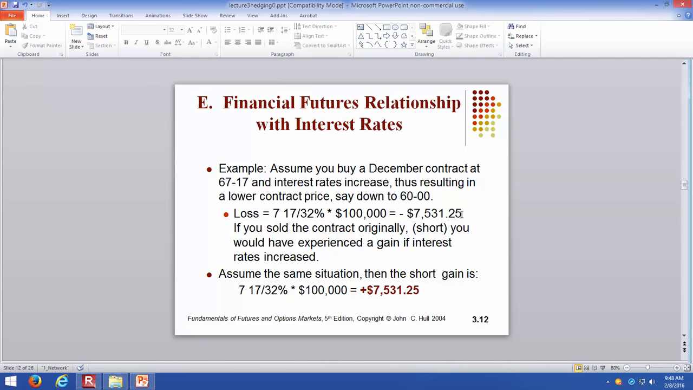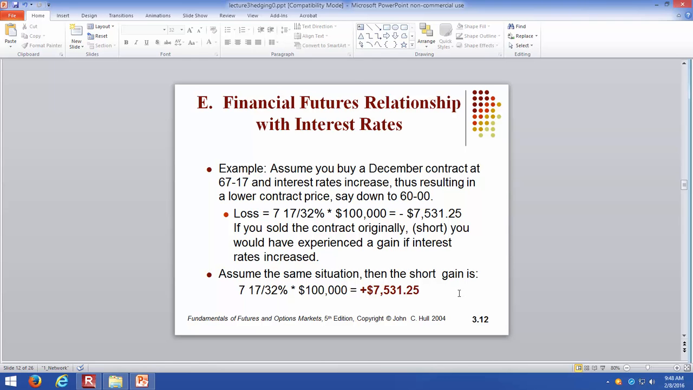They lose $7,531. But if you are short initially, you sold it for $67,531.25, and now you can buy it for $60,000. So you make a profit of $7,531.25. So as far as the futures market is concerned, if you expect interest rates to rise, your strategy, if you want to profit, would be to sell the interest rate futures.